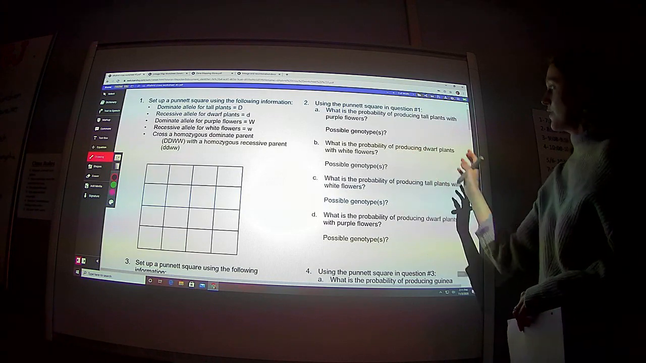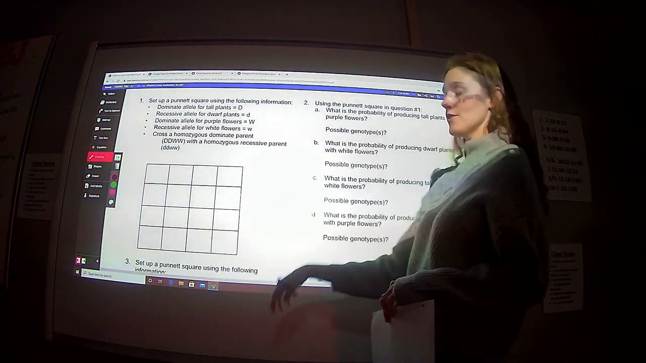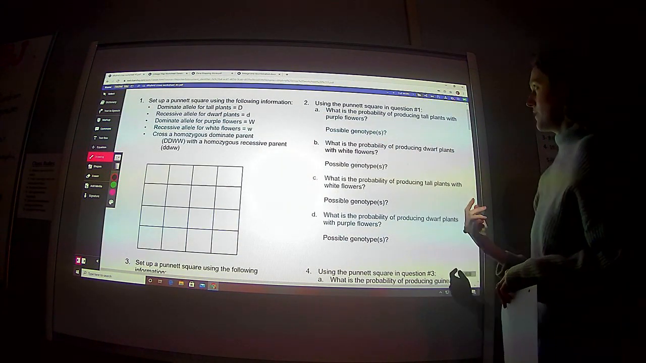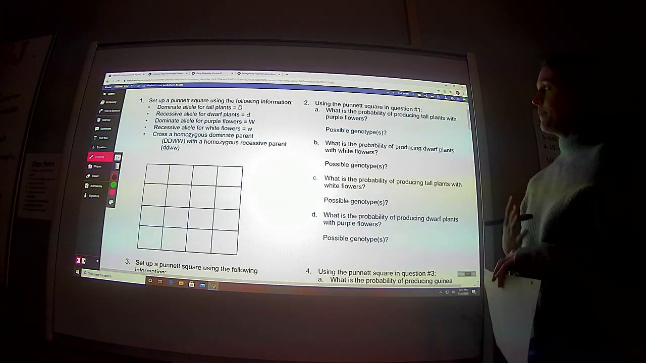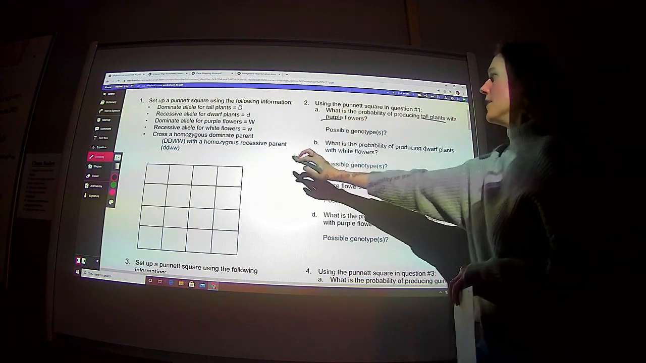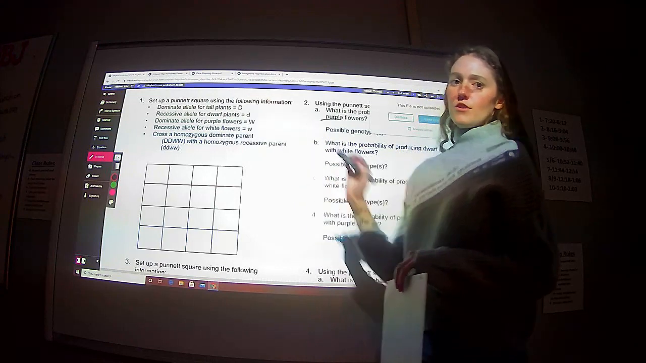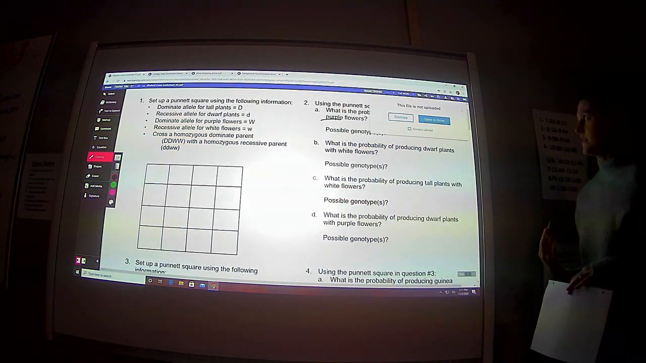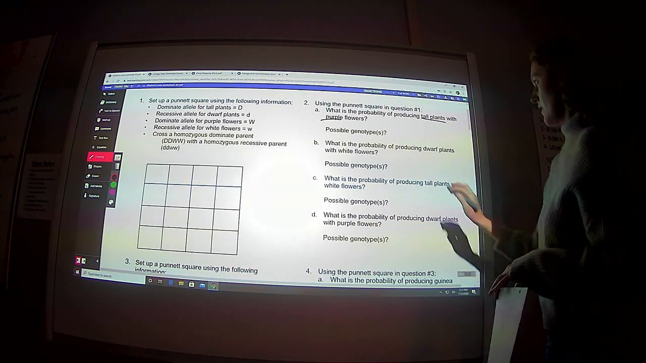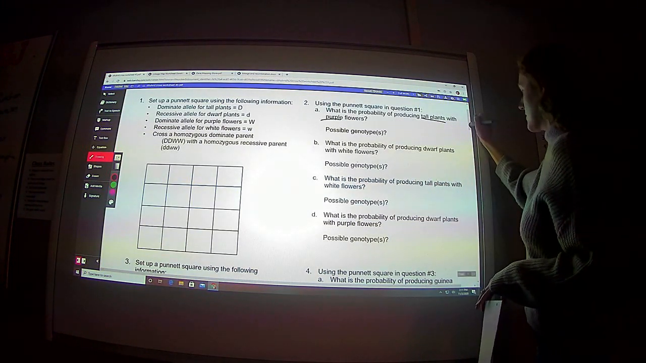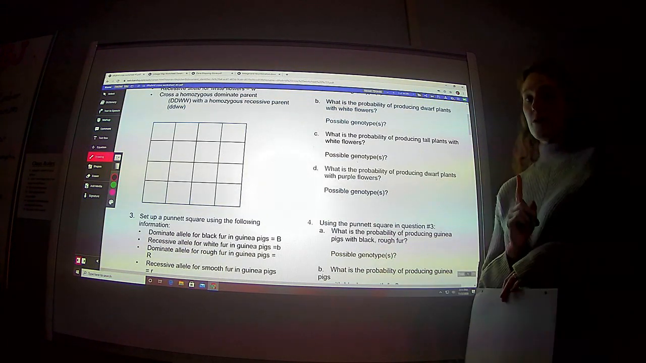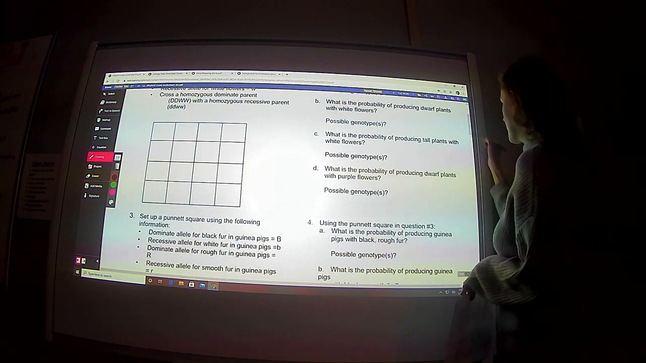For question number 2, you're going to be using all the information that you have in your cross in order to answer those questions. Now when it says possible genotypes here, it wants you to say all of the potential genotypes for producing a tall plant with purple flowers. And you can see what letters you should be using over here. So give me all the possibilities, and it asks that for each one of these questions. Give me all the potential genotypes. For some, you might only have one option, so just make sure you include everything.